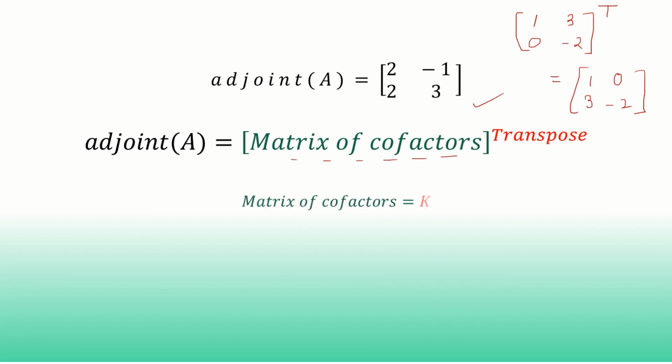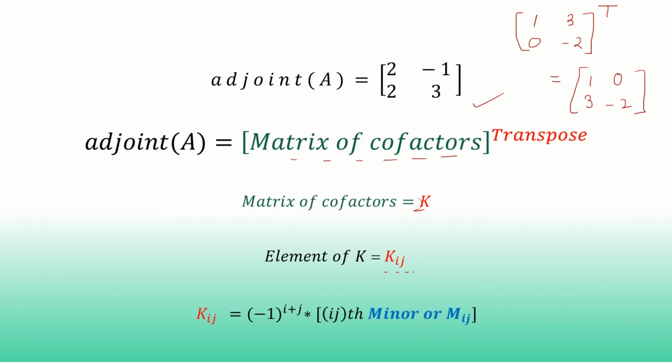So let's call this matrix of cofactors K, and its elements, let's denote them by Kij. That means i represents the row, j represents the column. Now how would I define this Kij? Kij is defined by this formula. Don't get scared, we will break it down step by step.